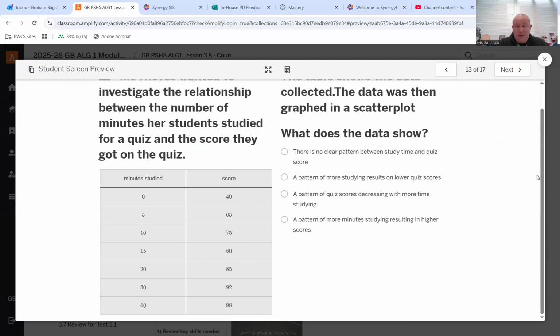Now, if you can't tell, you can absolutely type this into the Desmos calculator, click on that magnifying glass, and look at the picture. For me personally, as I'm looking at this, as these numbers are going up, these numbers also seem to be going up. So, no clear pattern? Well, that's definitely not true. The people who did more studying scored lower on their quiz? Well, that's certainly not true either. A pattern of quiz scores decreasing with more time studying? Well, that's also not true, and that's basically this same thing phrased slightly differently. A pattern of more minutes studying resulting in higher scores? That definitely seems to be true just from looking at the table, but you can type it in as well if you're not sure.